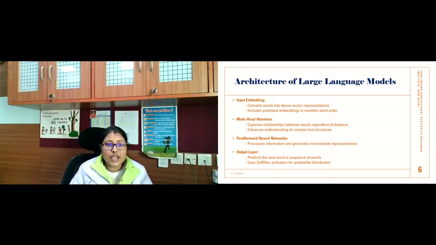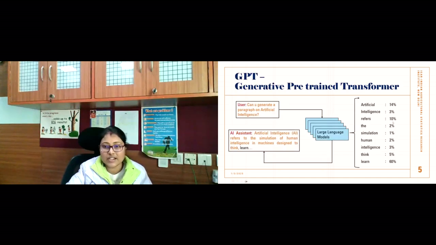And after this embedding layer and the multi-head attention layer, there are feed forward neural networks which process the information and generate some intermediate representation. I told you ahead that to understand a large language model in detail, we need a clear understanding of all these layers: how the attention layer works, how the feed forward neural network works. And then there comes the output layer which predicts the next word or sequence of words, and it uses the softmax activation. So basically, as you can see in the previous slide, we are predicting the probability for each and every individual word to be the next word. That means in a way this is like a multi-class classification where we are attaching some probability to multiple class levels. So in the output layer, the softmax function can be used to associate some probabilities with each individual word.